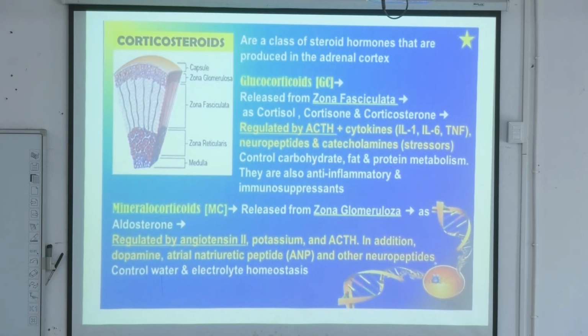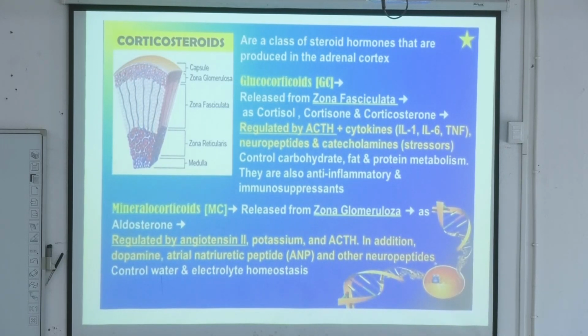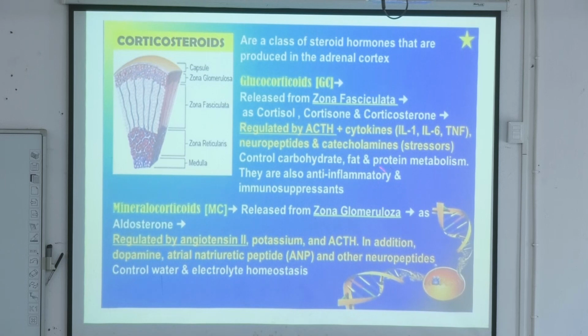But apart from ACTH, there are various stress factors. When you are ill, having a severe viral infection, suffering from COVID, various chemokines and cytokines are released in your body. They also increase secretion of glucocorticoid. In response to stress, glucocorticoid increases. Stress increases catecholamine, and catecholamine increases glucocorticoids, like that.